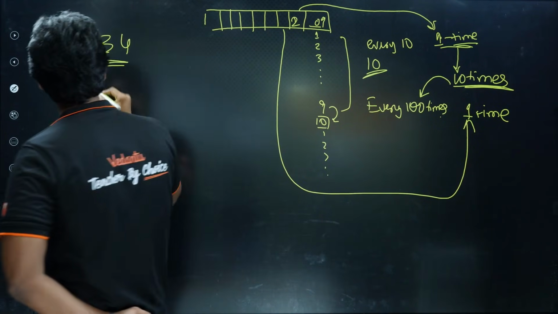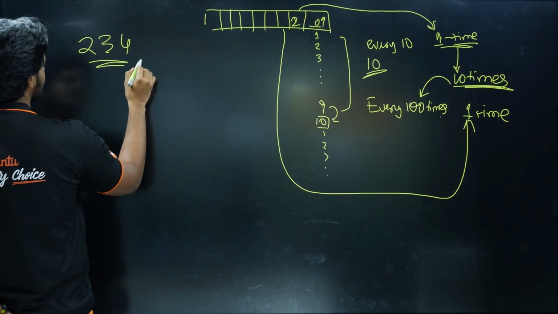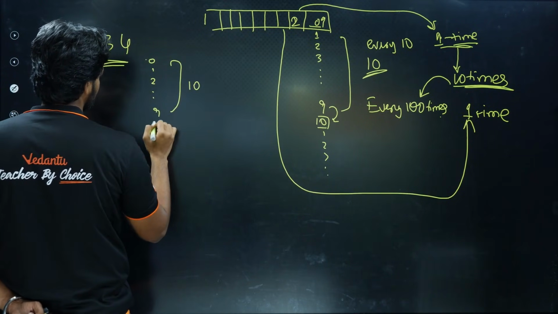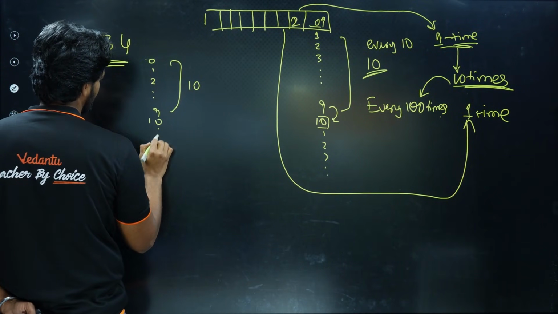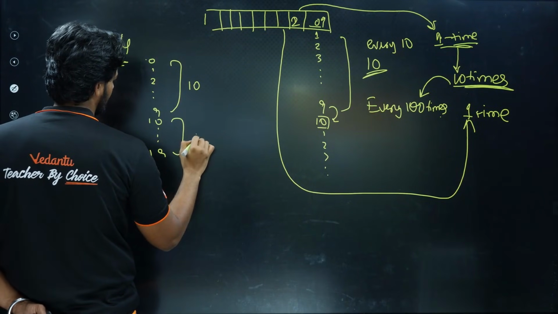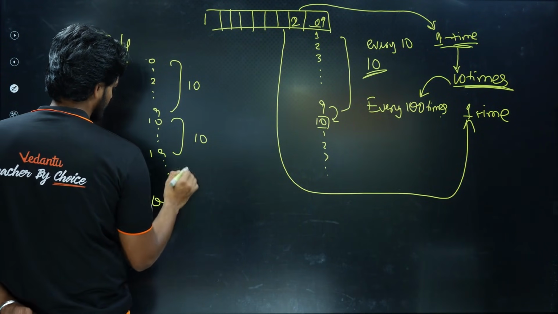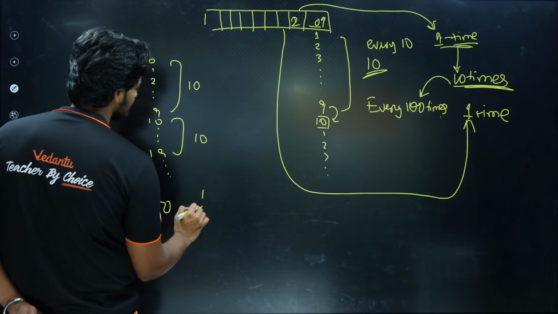So let's see, what is 234? 234 is, if we are starting from 0, 1, 2 till 9. This is 10. 10 till 19. Another 10. Like this, we are going till 100. So there are 10 of these.